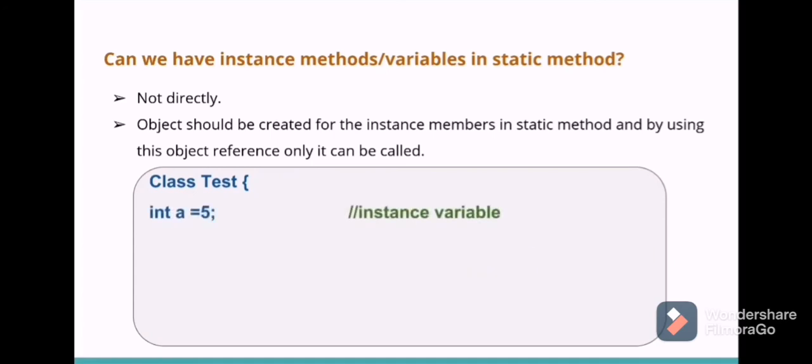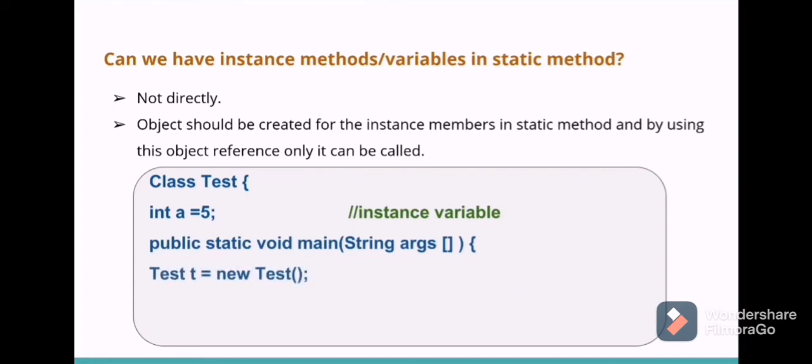In that, int a equal to 5, this is an instance variable, and we have our main method which is a static method. So inside that we can create an object for this Test class, and then by using this object reference, that is t, we can call this instance variable a. So t dot a, if we call, we can access this instance variable in a static method.